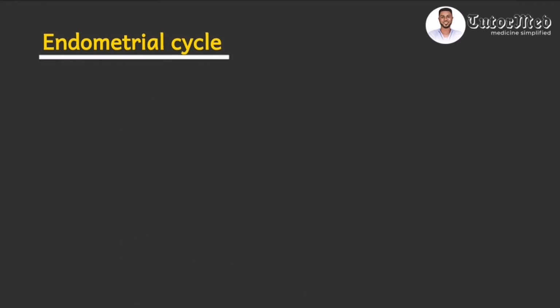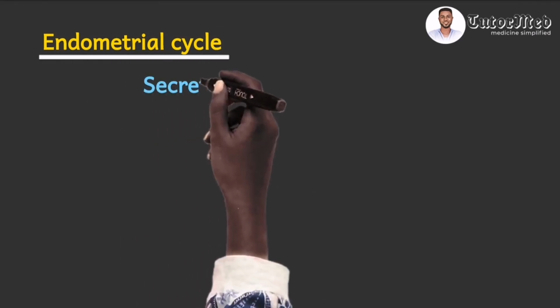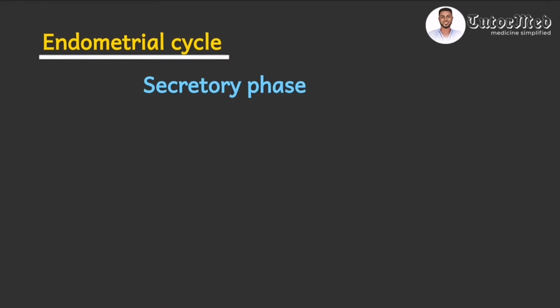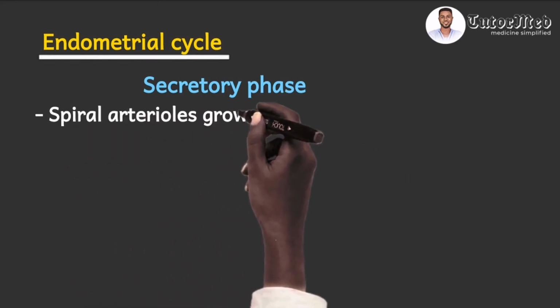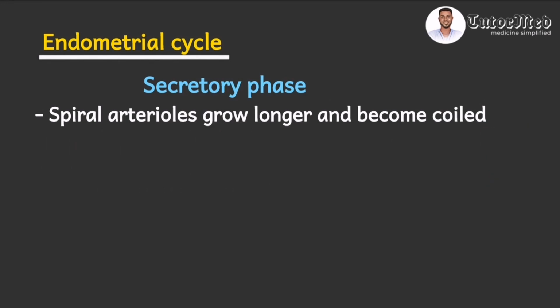Very good. Now let's see what happens to the endometrium during the post-ovulatory phase. And so we are looking at the endometrial cycle in this stage, right? And then the phase here is the secretory phase. Now the progesterone produced by the corpus luteum will make the spiral arterioles grow longer and become more coiled. They become more coiled so that they can store up enough blood for the incoming embryo.